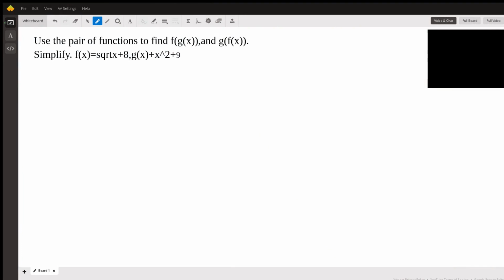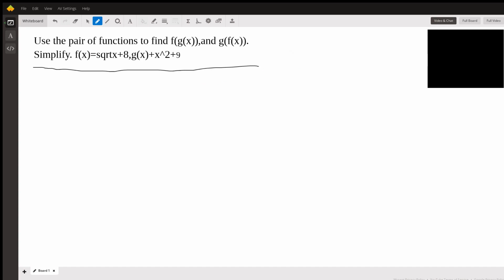The topic of this question is called composite functions, where we combine functions together. When you first see this topic, it can be a little confusing, but it's really not too bad.